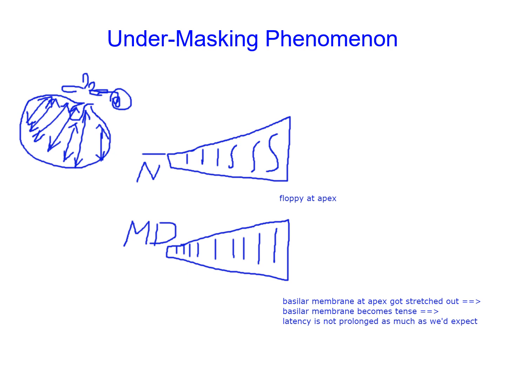This is another figure that I drew to help explain the under-masking phenomenon. So let's look at the basilar membrane in a normal cochlea. The basilar membrane at the base is narrow, stiff, and rigid, whereas the basilar membrane at the apical end is wide, soft, and floppy. And this is the fundamental reason that wave 5 latency gets increased when we deliver ipsilateral masking noise.